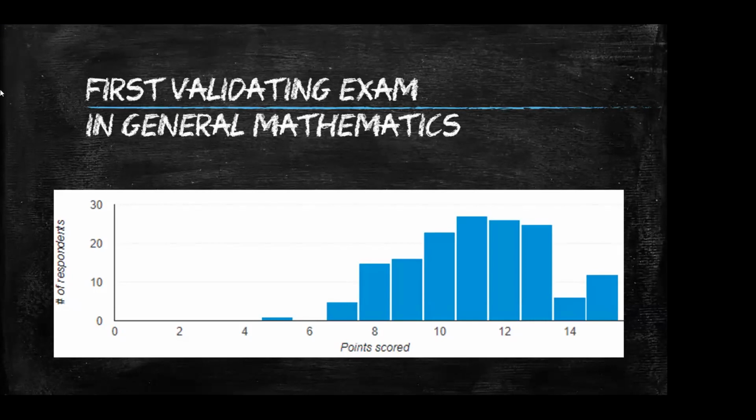But anyway, I want you to see the table or the graph of our results for our following exams in general mathematics. Shown on your screen is our first validating exam in general mathematics. Now, I would like to ask, what can you say about our graph? Based on our graph, what can you say about the results of the grade 11 students in their first validating exam in general mathematics?